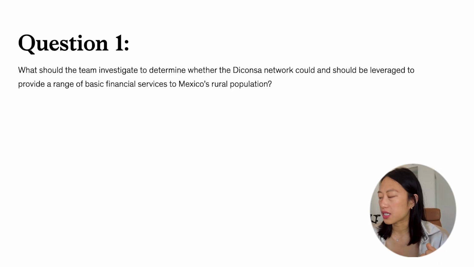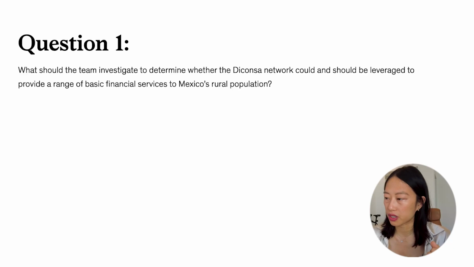So now we're going to question 1. What should the team investigate to determine whether the Decosa network could and should be leveraged to provide a range of basic financial services to Mexico's rural population? In this case, I would ask my interviewer if I could spend some time to come up with a framework.